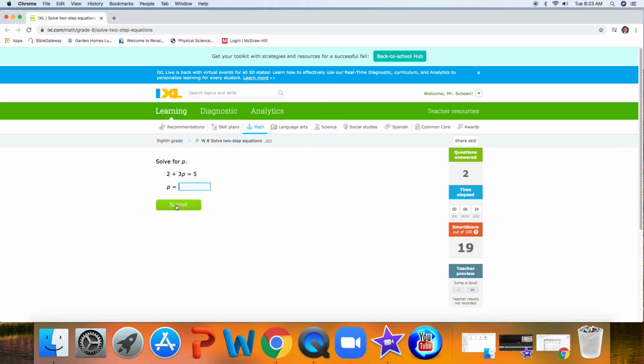Here you have 2 plus 3p equals 5. Subtract 2 from both sides. On the left-hand side, the 2's will cancel. On the right-hand side, you'd have 5 minus 2, which is 3. Your new expression is 3p equals 3. So the first step, you subtract. The second step, you're going to divide. Divide by 3 on both sides. 3 would cancel out here, leaving the p all by itself. 3 divided by 3 is going to give us an answer of 1.